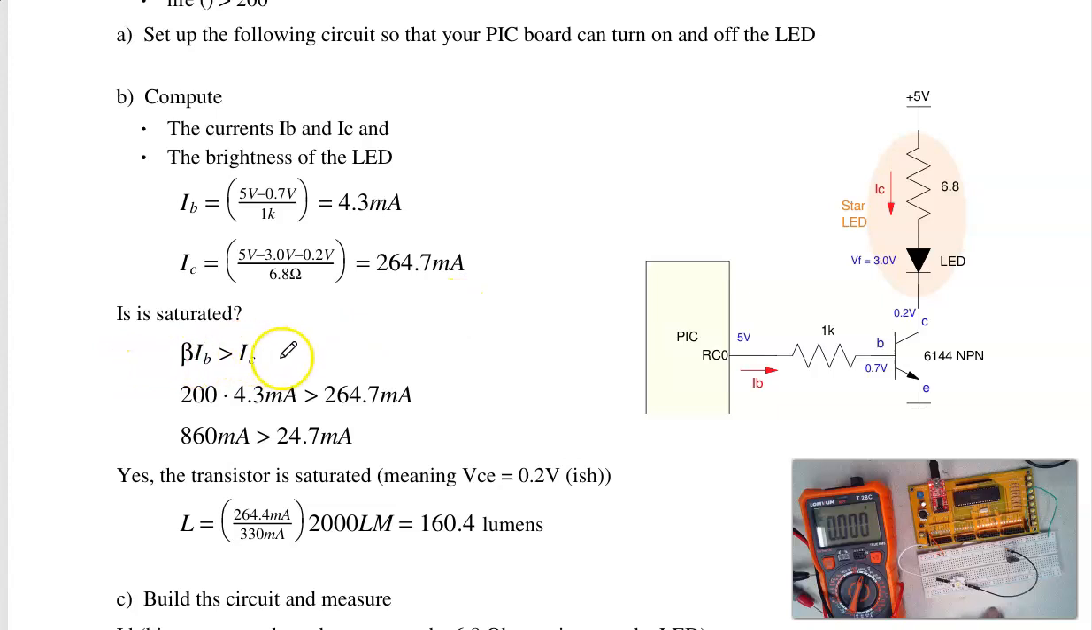To check to see if saturated, there are kind of two ways. Is beta IB more than IC? In this case, beta IB is 860 milliamps. I only need 264 milliamps. 860 is more than 264. Therefore, I'm saturated.